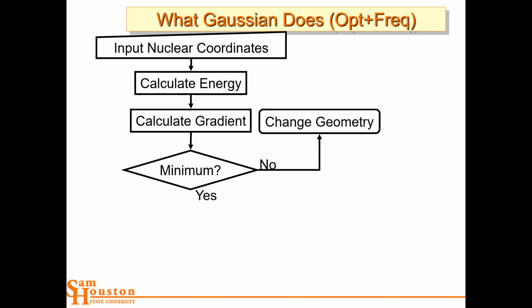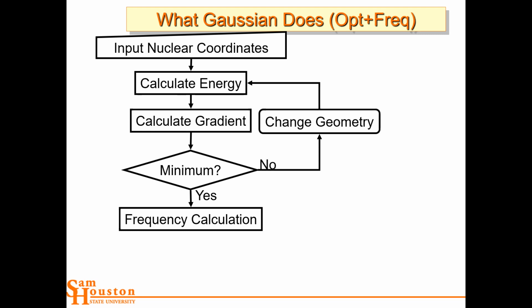Now, we don't have to do that. Gaussian does that. And so it stretches the bonds or bends them or what have you, and then recalculates the energy, recalculates the gradient, asks if it's a minimum. So it will do this for ammonia, and it did it for about 20 seconds. Okay. For larger molecules, it takes a minute or two. And then eventually it says, yes, I'm at a minimum.